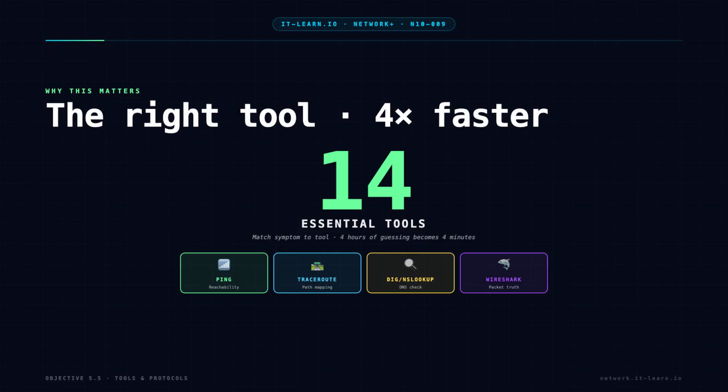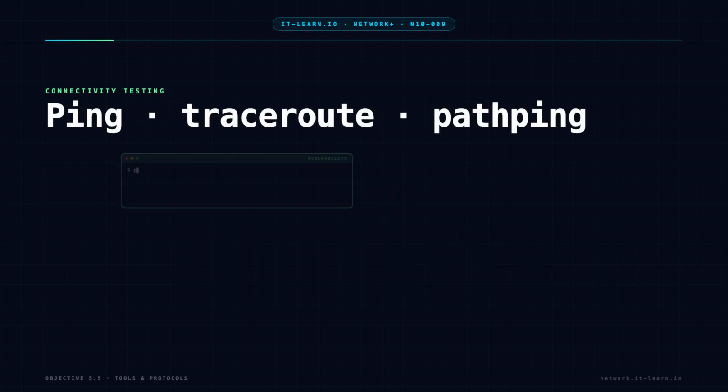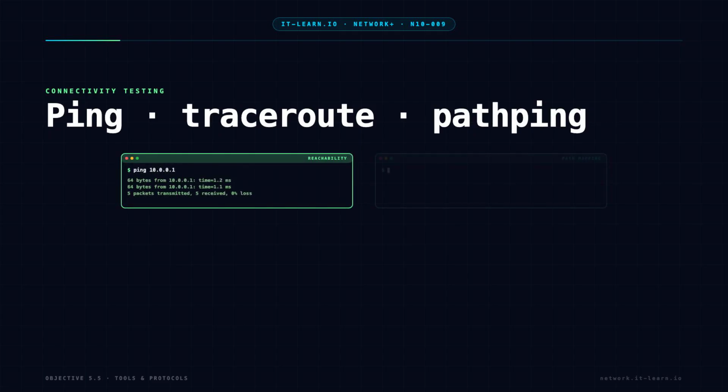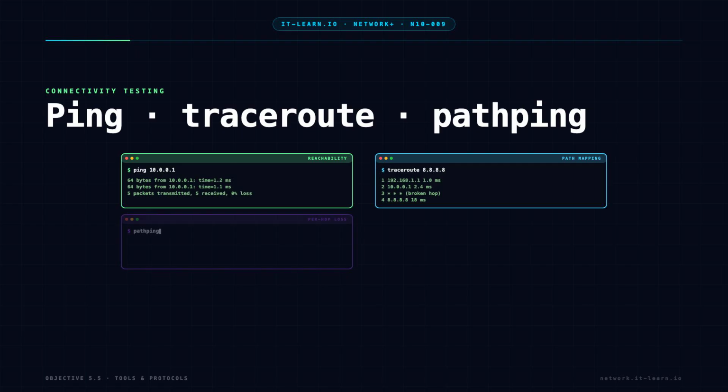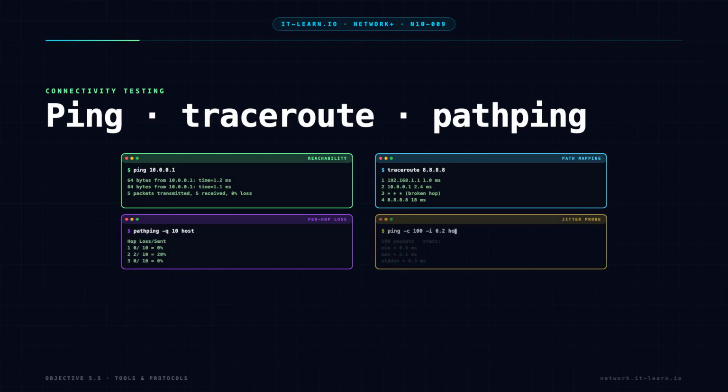Ping uses ICMP Echo Request and Echo Reply messages to test if a device is reachable. You send an Echo Request. The destination sends an Echo Reply. Round trip time gives you latency. Packet loss tells you reliability. If ping works, layer 3 connectivity is fine. If ping fails, could be the device is down, could be ICMP is blocked at a firewall, could be the route doesn't exist. Ping isn't proof of nothing, but it's the first thing you reach for.